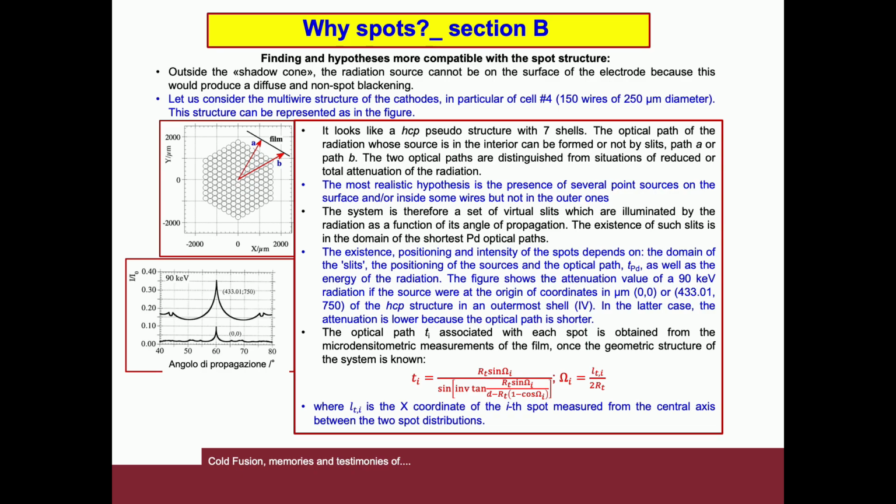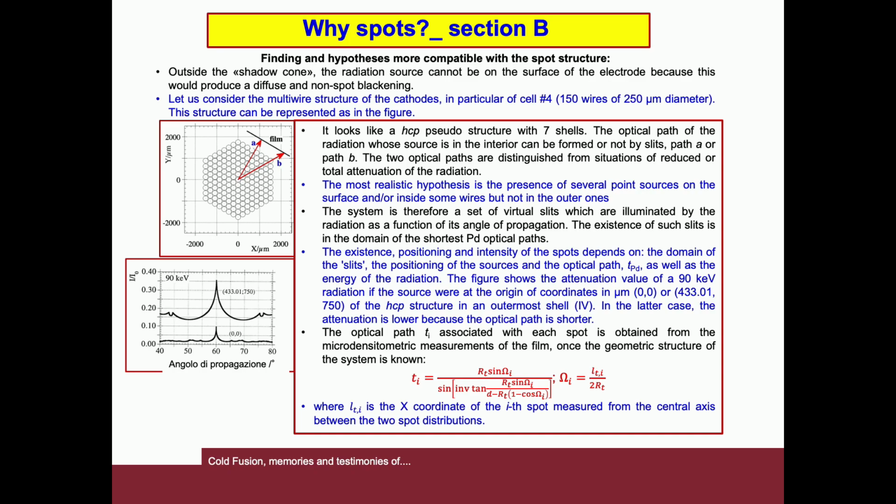The figure shows the attenuation value of a radiation of 90 keV if the source were at the origin of a coordinate system, expressed in microns, at 0,0 or at 433 and 750 of the HCP structure in another shell, that is the fourth shell. In the latter case, the attenuation is lower because the optical path is shorter.